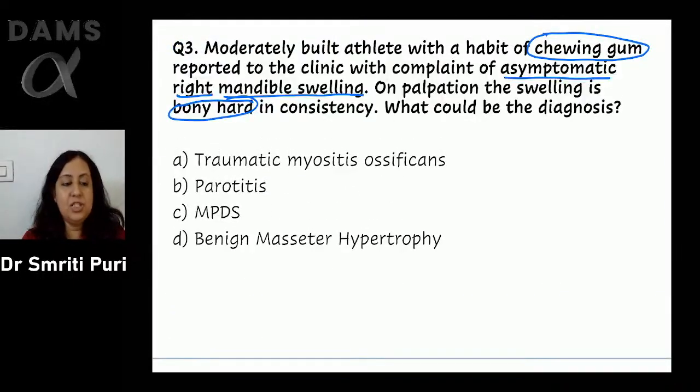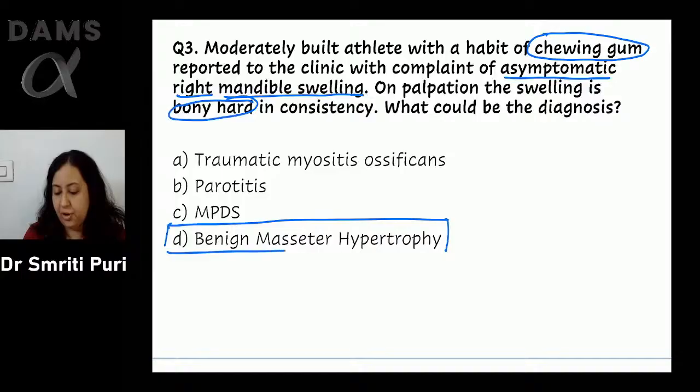Now, there is a question which says that there is an athlete who has a habit of chewing gum. So, what is happening? There is overworking of the masticatory muscles. Alright, the masticatory muscles are continuously in function, continuously under contraction, continuously under stress, due to which they can undergo hypertrophy. Alright, so the correct answer here is benign masseter hypertrophy.